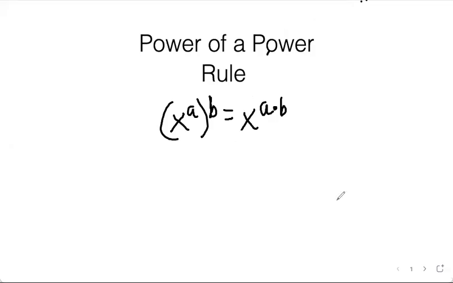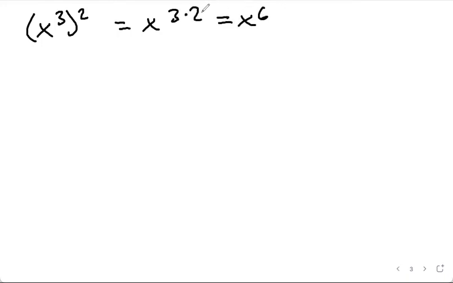In this video, I'm going to explain the power of a power rule for exponents in two different ways. Here's the first way. Let's say I have x cubed, and that is squared. What is that equal to? Well, the trick for doing this is you multiply the exponents, like 3 times 2. And so you get x to the sixth, and that's your answer.